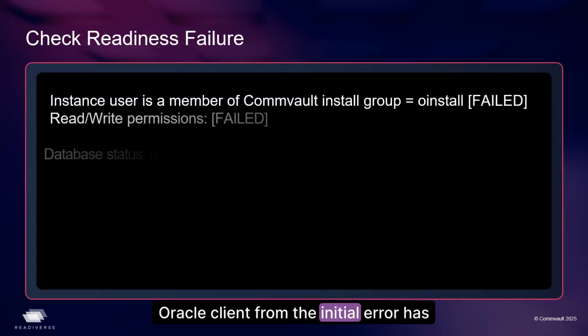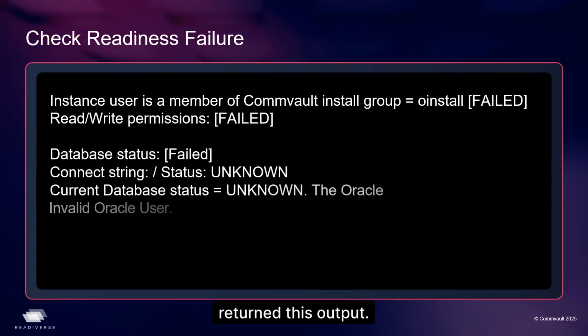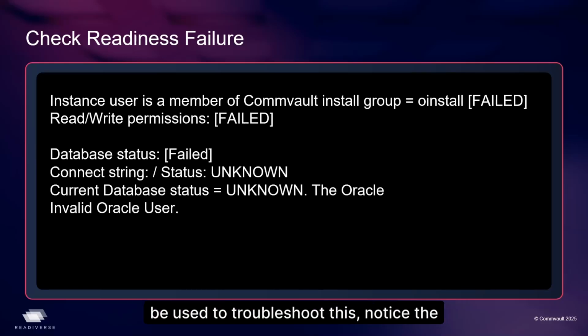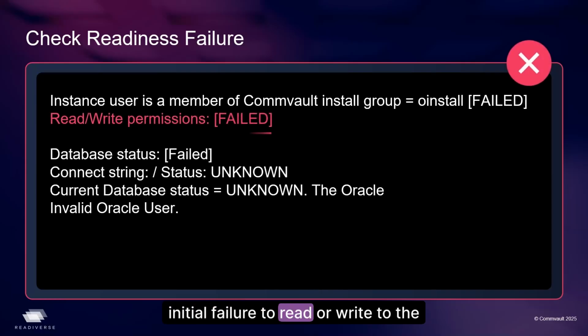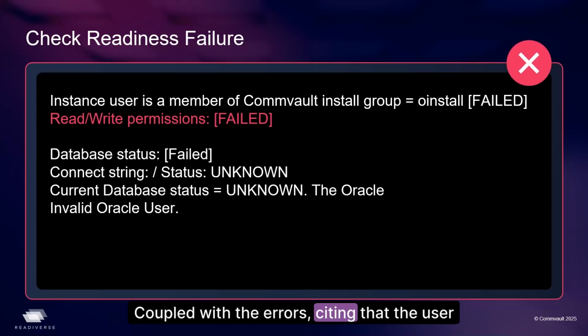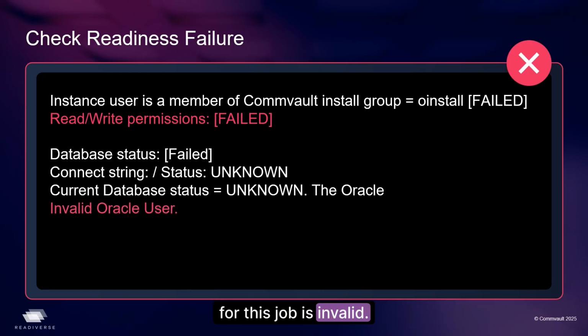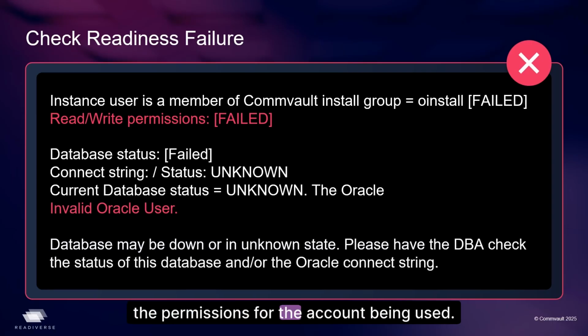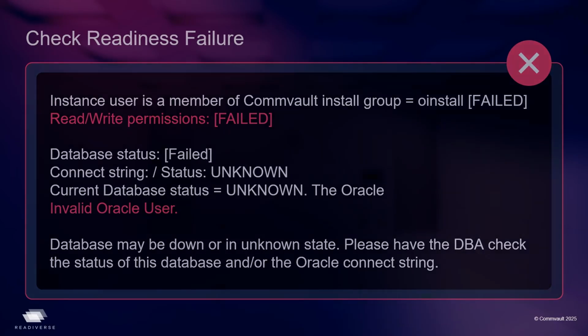Running a check readiness against the same Oracle client from the initial error has returned this output. While each line contains information that can be used to troubleshoot this, notice the initial failure to read or write to the Oracle database, coupled with the error citing that the user for this job is invalid. At this point, the Oracle database administrator should be engaged to confirm the permissions for the account being used, but first let's determine what account that is.